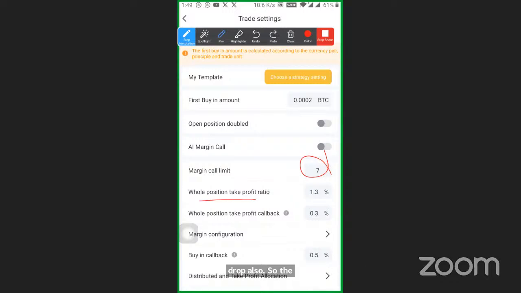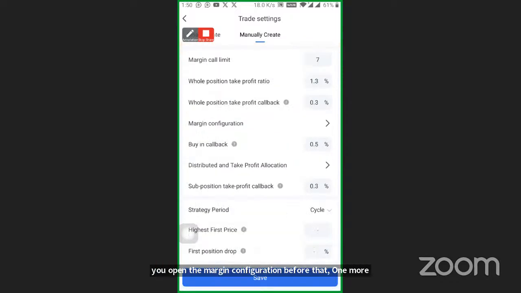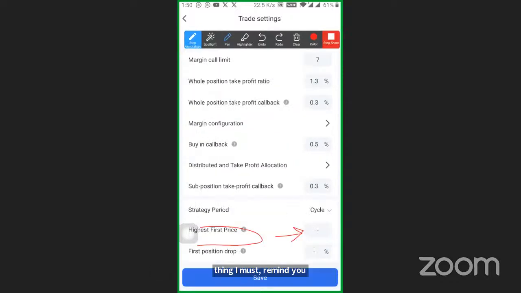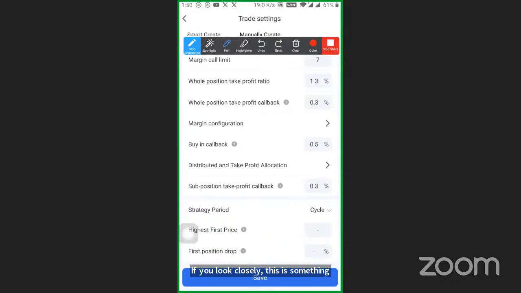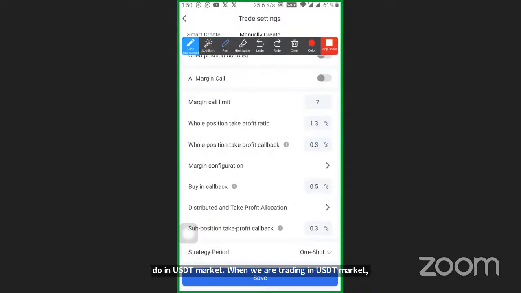So the whole position take profit ratio is recommended 1.3, or you can increase it to 2% or 3% if you want. That is up to your choice. The callback should be 0.3, or you can reduce it to 0.1 also if you want. That doesn't matter much, but main thing here is when you open the margin configuration, before that, one more thing I must remind you. If you look closely, this is something different from what we do in USDT market. When we are trading in USDT market, we are trading on one shot. Can you see here? One shot.